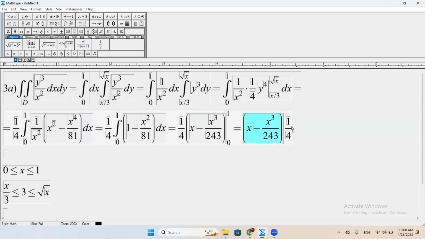What's going on? So 1 minus 1/203. So now do we have 242 by 4 by 203.